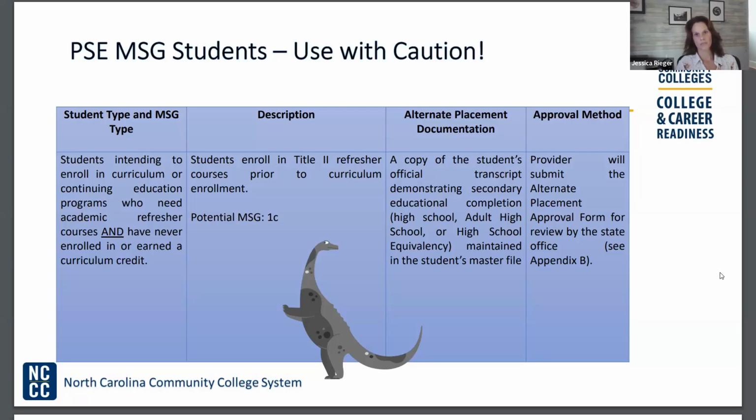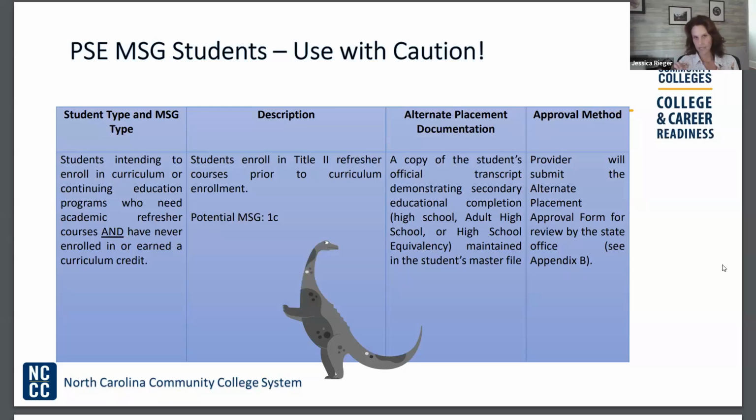So if you were to submit the form to be able to offer this at your institution, what you would need as documentation is a copy of the student's official transcript demonstrating secondary education completion. So like an unofficial copy of their high school diploma, or their adult high school diploma or what have you. And that's what you would keep in the master file.